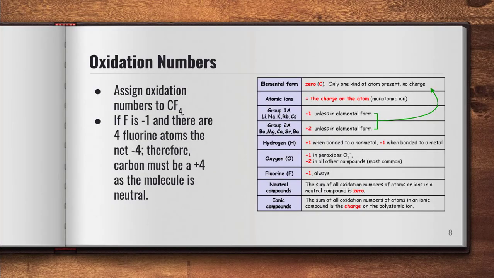So one of the examples that I'm going to give you here, assign the oxidation numbers to CF4. Well, given the rules that are up here on the right, F is always a -1, and there are 4 fluorine atoms. Therefore, the net negative charge is -4. Since the compound itself is neutral, the oxidation numbers must equal 0. So if fluorines are -4, then carbon must be a +4, as the molecule is neutral. So again, if you use the ones that you know, primarily oxygen, fluorine, hydrogen, you'll typically come to the right conclusion, assuming that you do your math correctly.